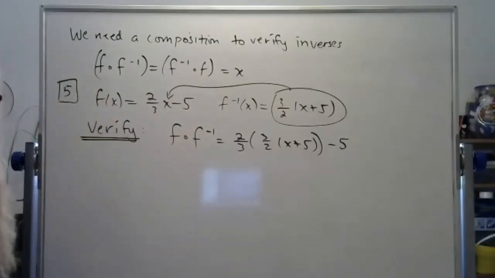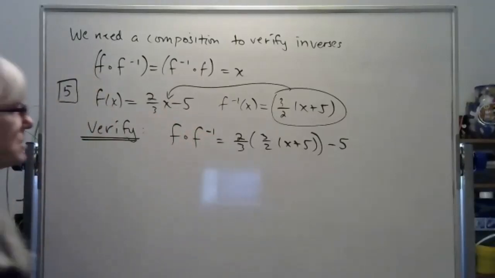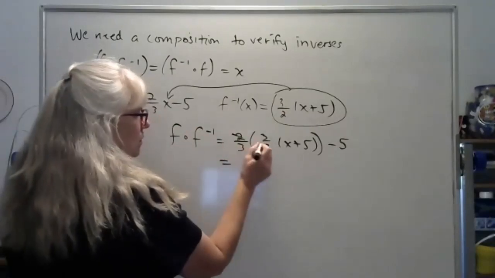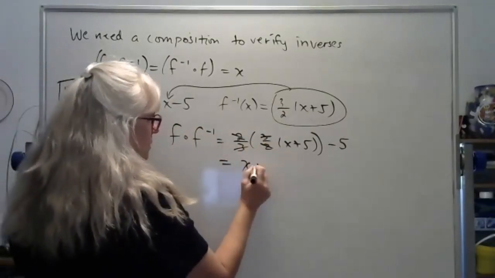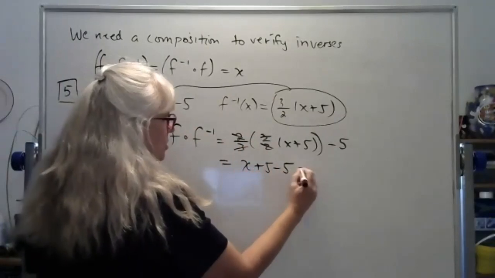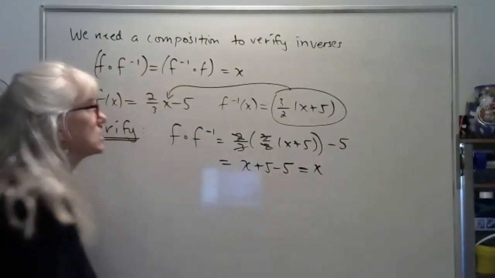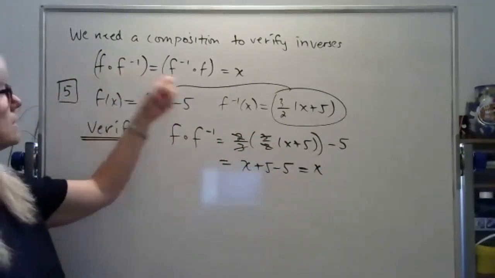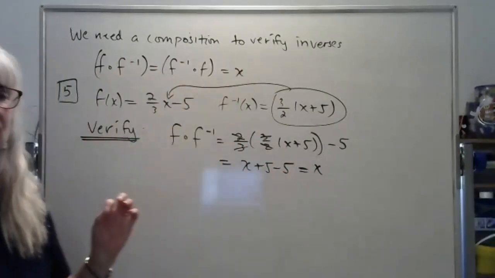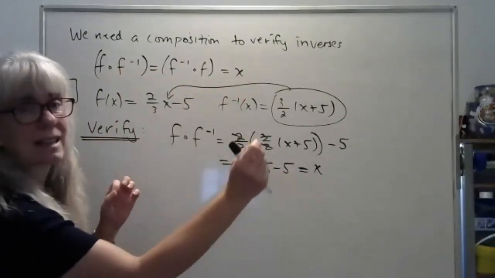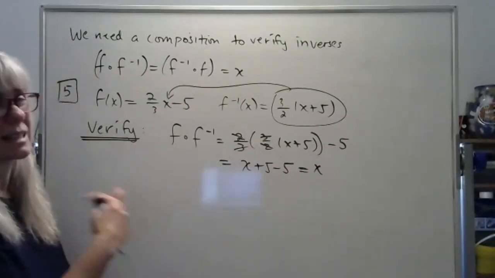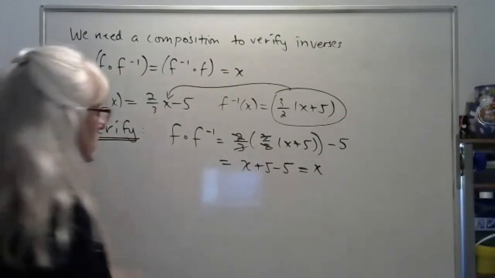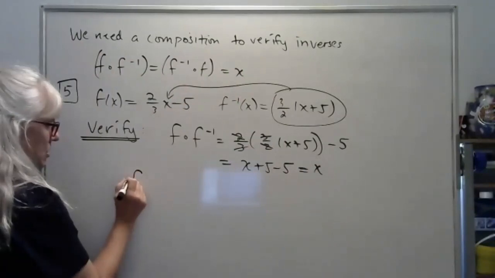Okay, let's clean that up. Well, what's going to happen to the 2/3 and the 3/2? Well, they're going to cancel. That's going to give me x plus 5 minus 5, which sure enough is x. And that's what they said. If I take f compose f inverse, I should get x. This is simply saying that if you put in an input, you get an output. If you take that output and put it into the inverse, you'll get back to the input. So that's all this is saying. Let's do the other one. You have to do both.